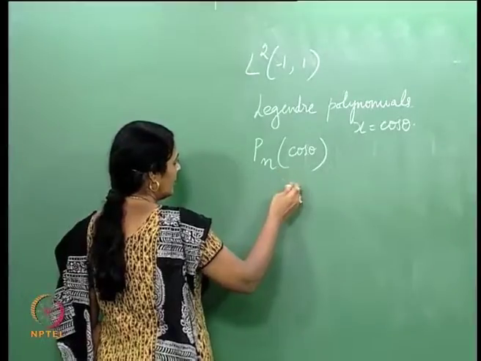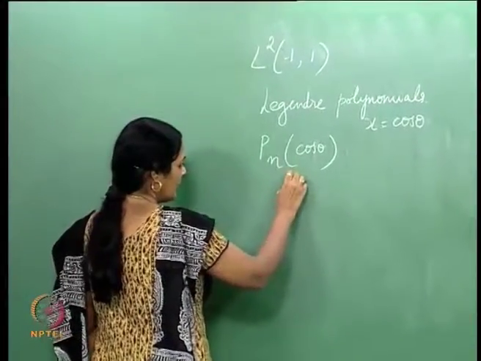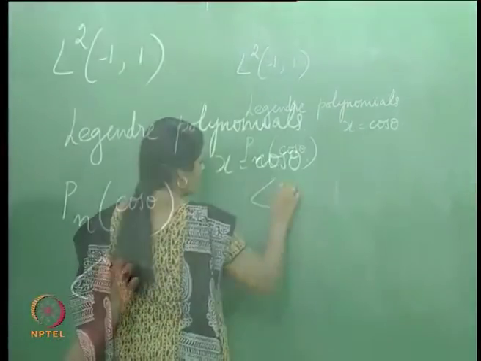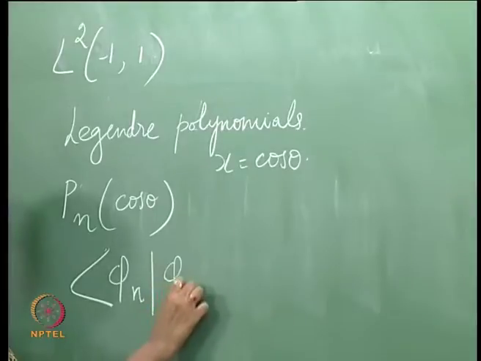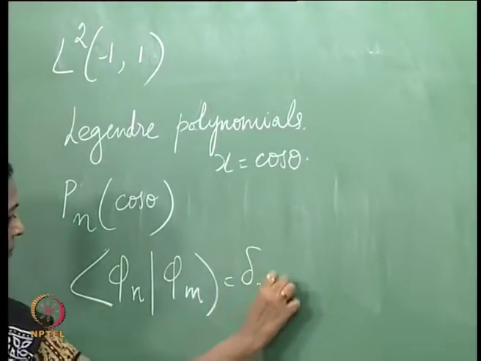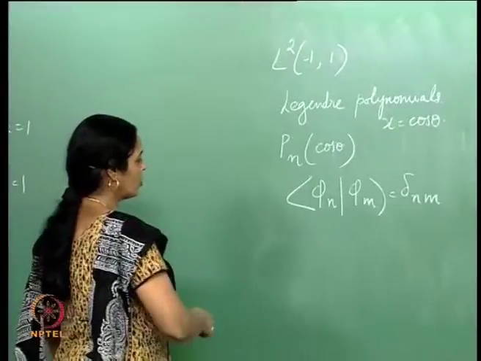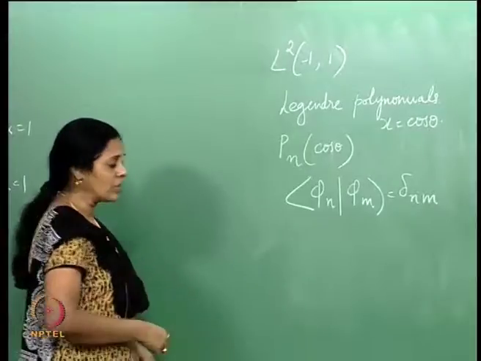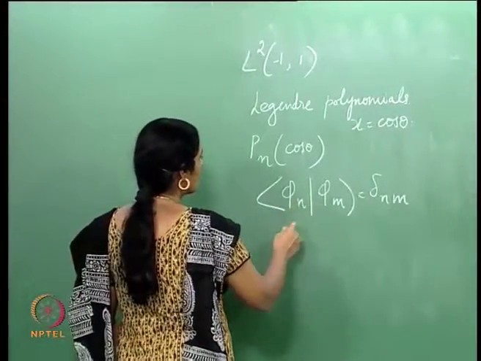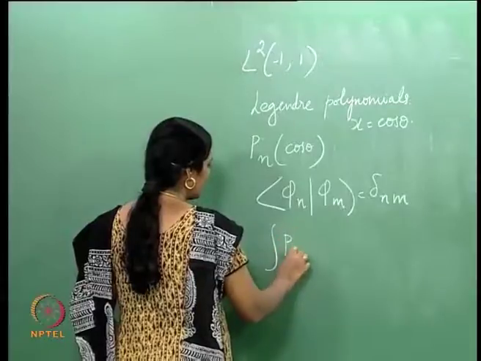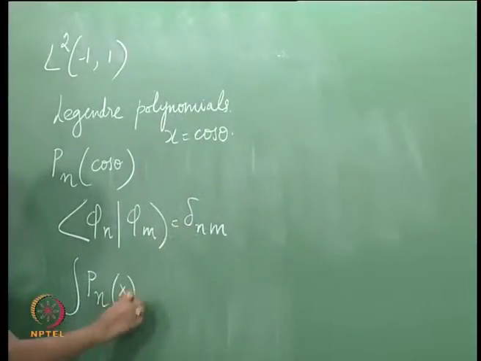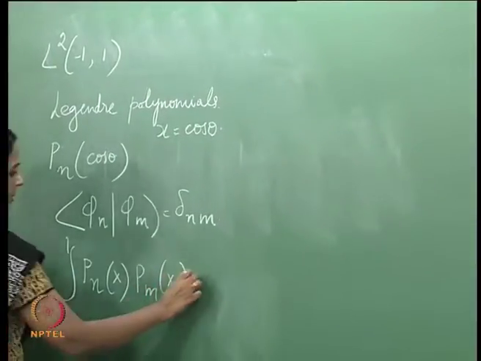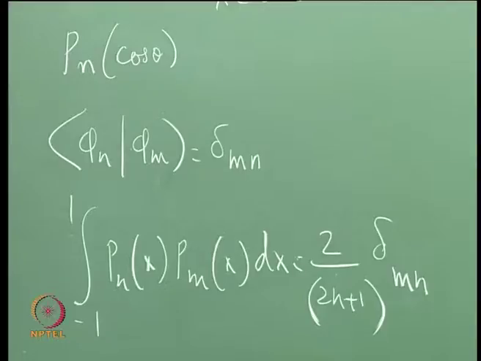And they are certainly orthogonal to each other. In terms of the Dirac-Ket notation, the orthogonality property would be this: normalized to 1 and orthogonal. Let us just look at the fact that if n is not equal to m, that is 0, there is no overlap. So, this would simply be the integral of Pn of x, Pm of x dx over the range minus 1 to 1, which is 2 by 2n plus 1 delta mn.